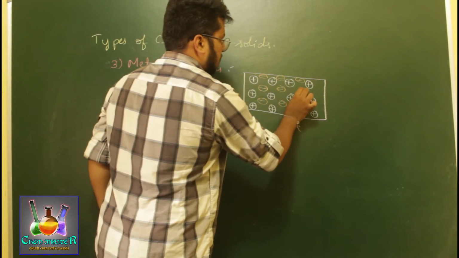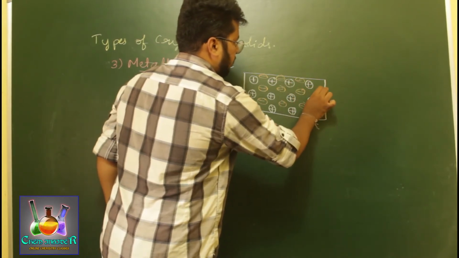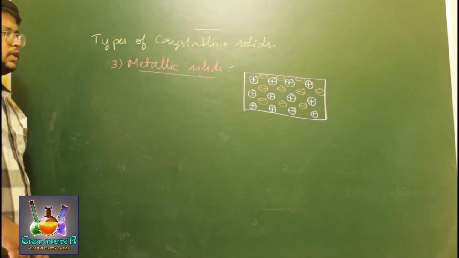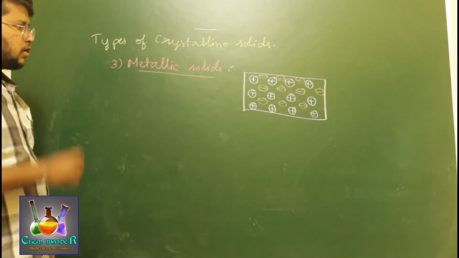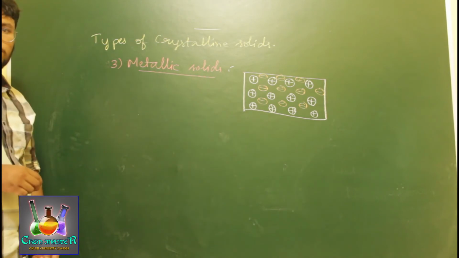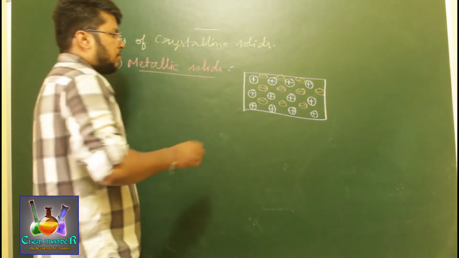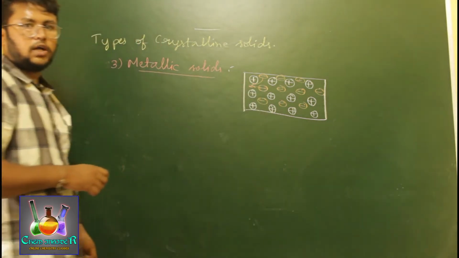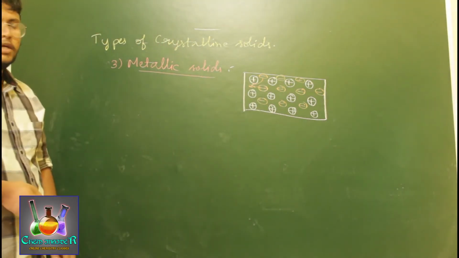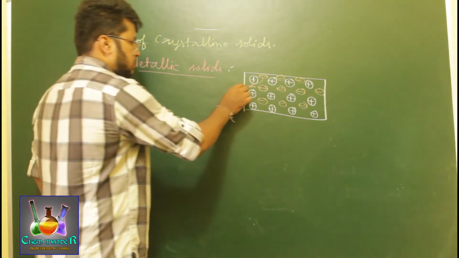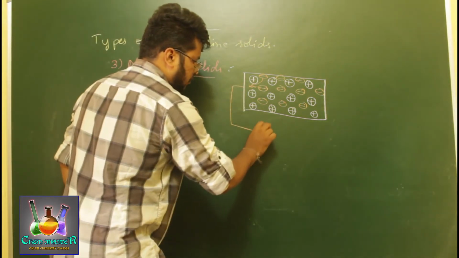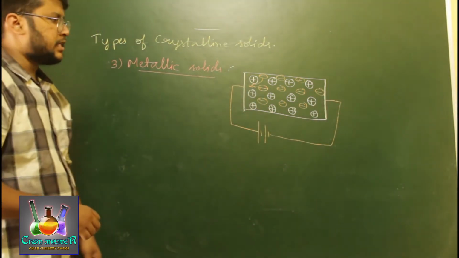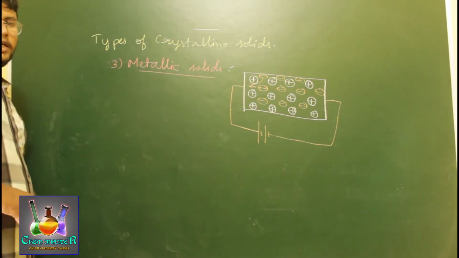These electrons are free to move in all directions, which makes metals very good conductors of heat or electricity, because electrons are good conductors and they can carry heat or electricity in all directions. Hence, when they are connected to an external source of high voltage, they can start to conduct. Hence, metals are very good conductors of heat and electricity.